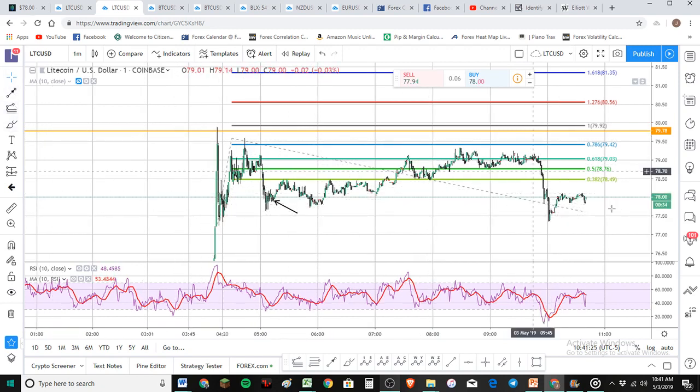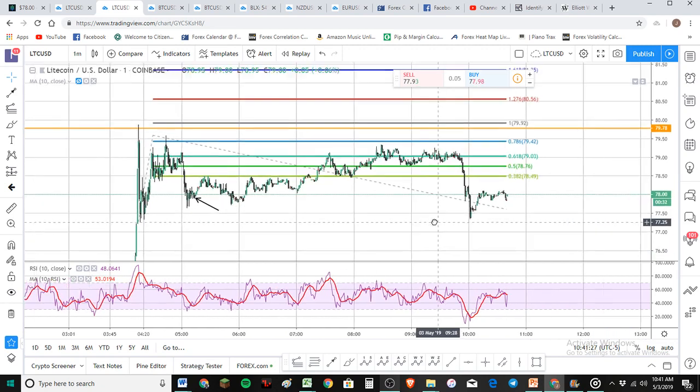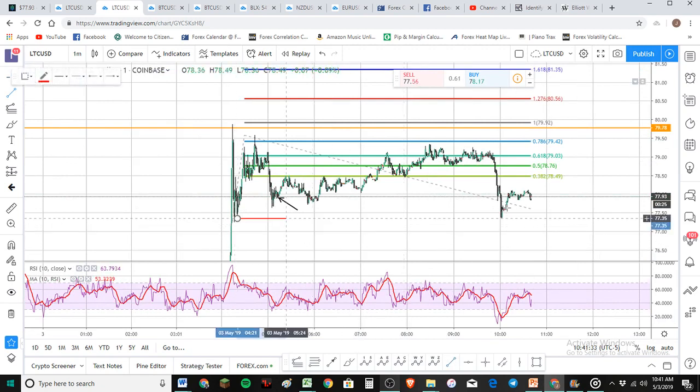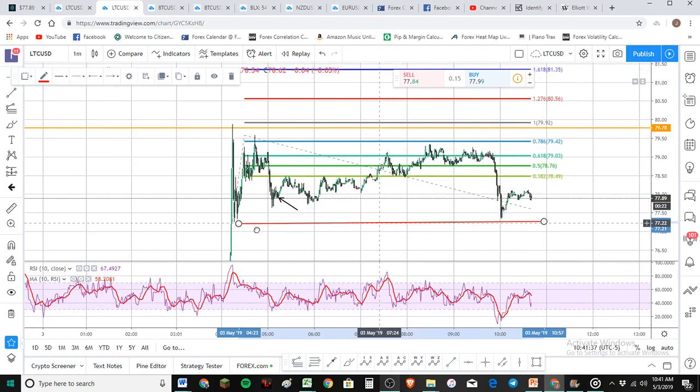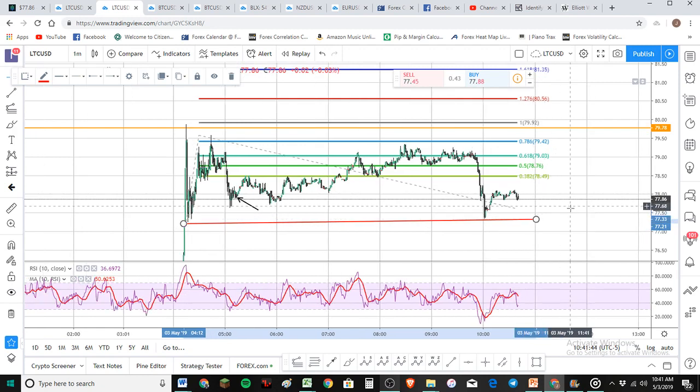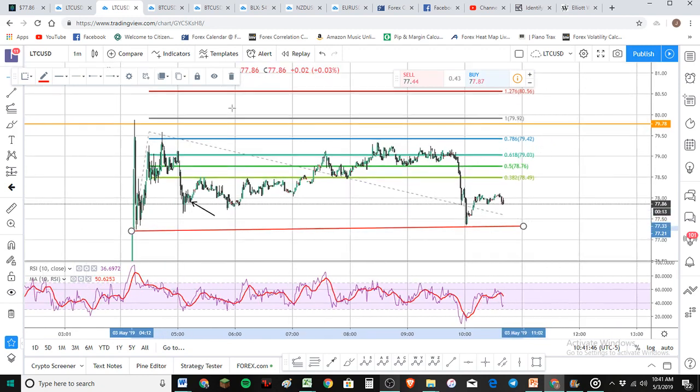I'm not sure if we're going to continue going down or not, and so I'm still in my trade. I haven't stopped it out yet. My criteria for stopping this trade out is as soon as we break that low right there. Let me draw it a little bit better. I'll stop that trade. So if we break that low, or if I think we're heading that way, then I will stop this trade out.